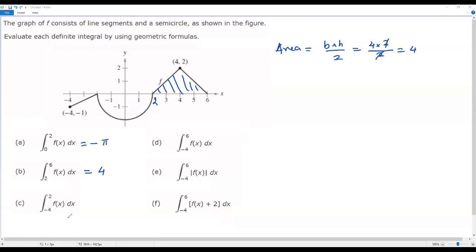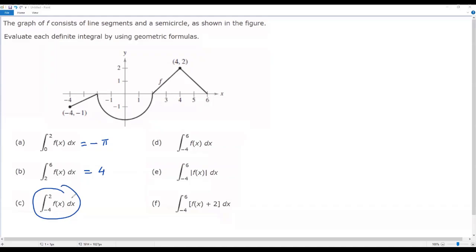Okay, now let's evaluate the definite integral in part C. In part C, we have the integral from negative 4 to 2 of f of x dx. So the starting value of x is negative 4, it's over here. The ending value of x is 2. So we have two different regions. From negative 4 to negative 2, we have a triangle over here. And from negative 2 to positive 2, we have a semicircle over here. And both the regions are found below the x-axis.